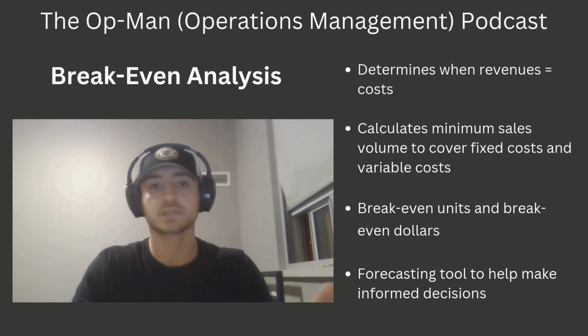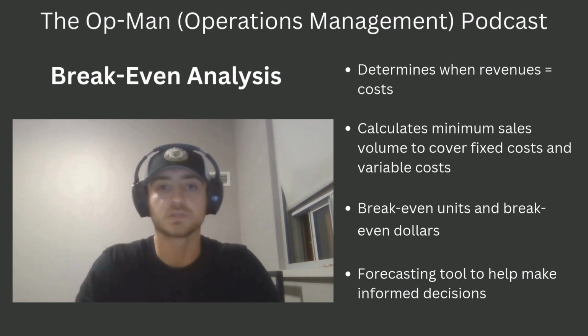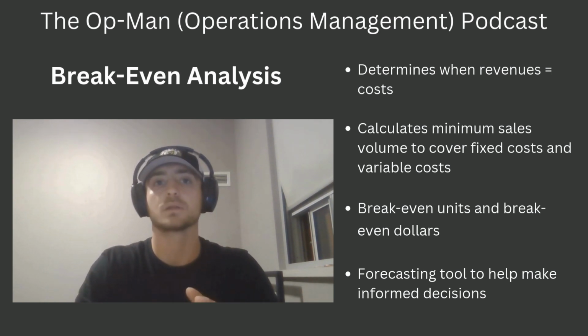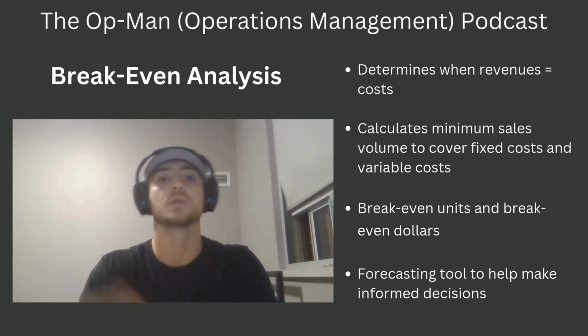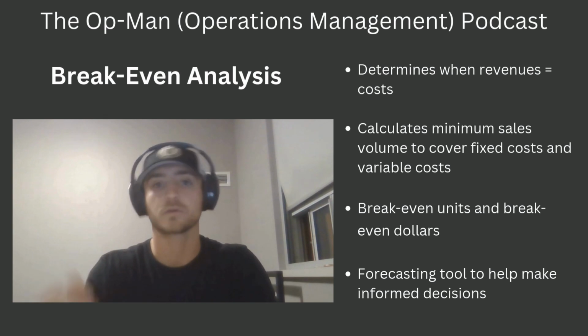It's your break-even units. So how many, for example, pizzas do I need to sell to cover my costs? And then also your break-even dollars. So how much money will I be at when I start making a profit or when I stop making a loss?